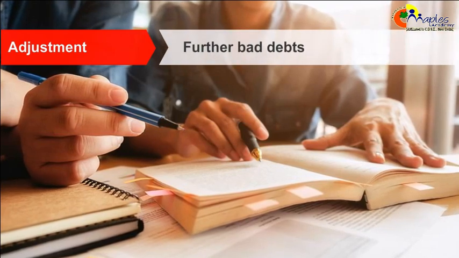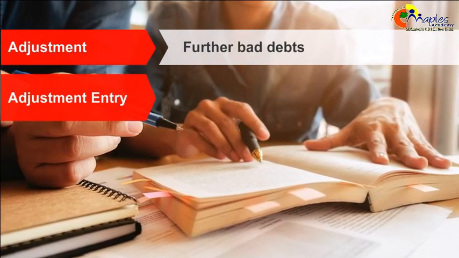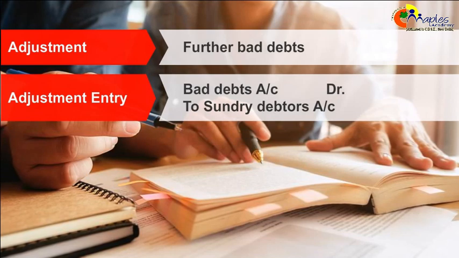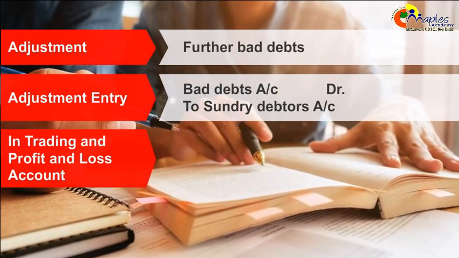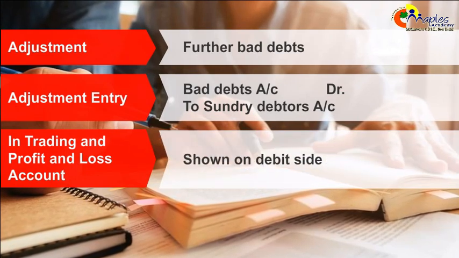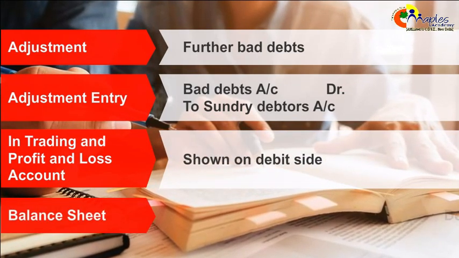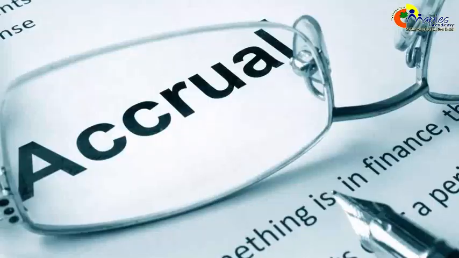Adjustment: further bad debts. Adjustment entry: bad debts account debited to sundry debtors account. In trading and profit and loss account, shown on the debit side. In the balance sheet, deducted from the debtors.